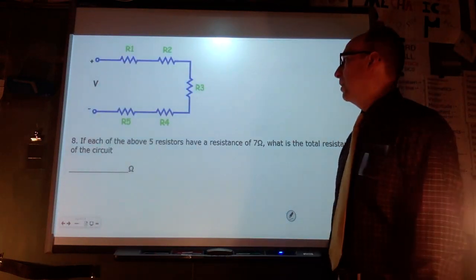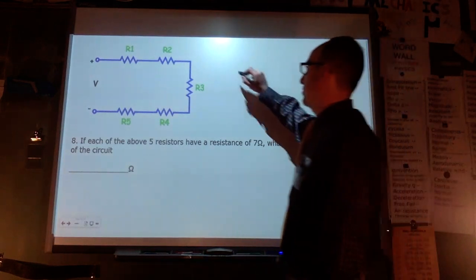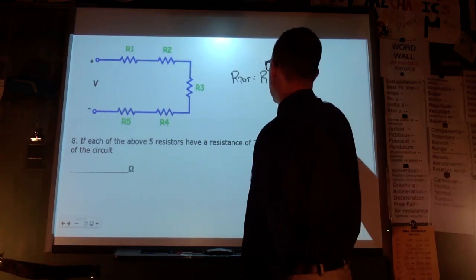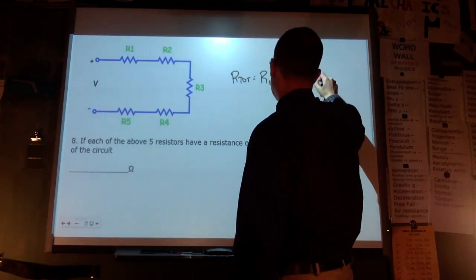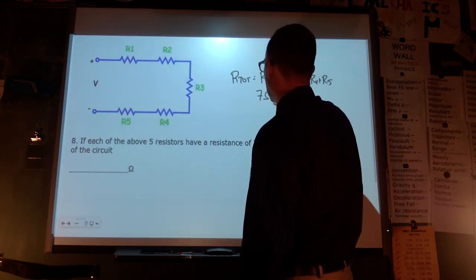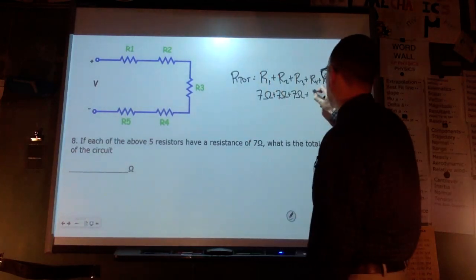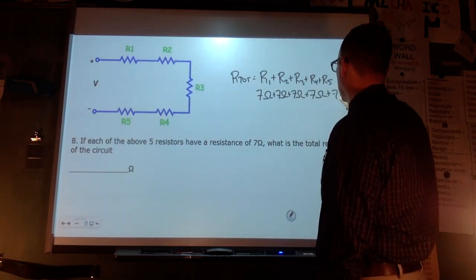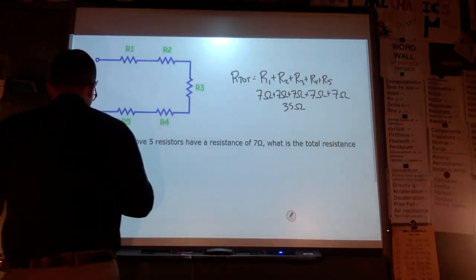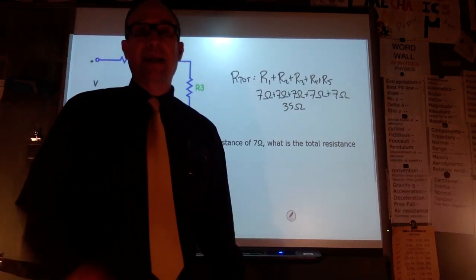Number 8, we just have 5 resistors in series. So I'm going to say that our total is going to be R1 plus R2 plus R3 plus R4 plus R5. So we're going to have 7 plus 7 plus 7, 5 times. So the idea is that a 35 ohm resistor would do exactly the same thing. It would take the place of it and not change the circuit at all.